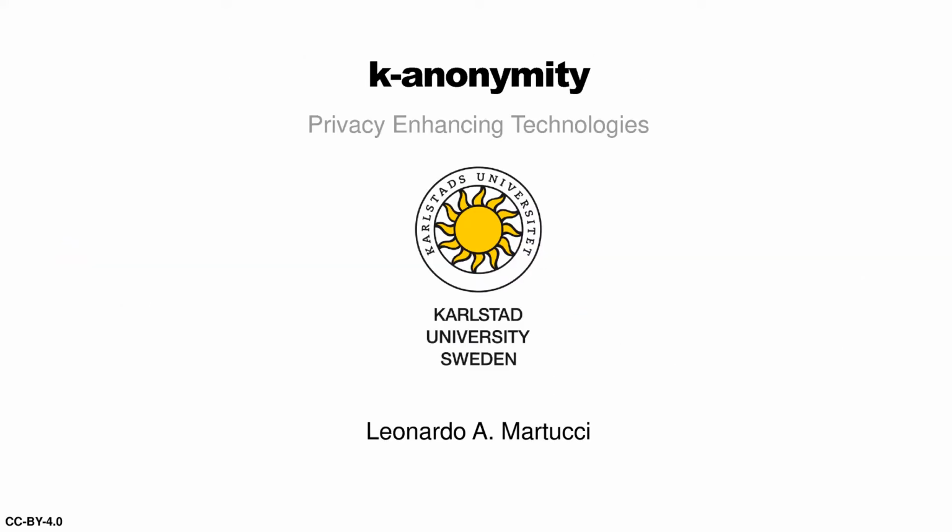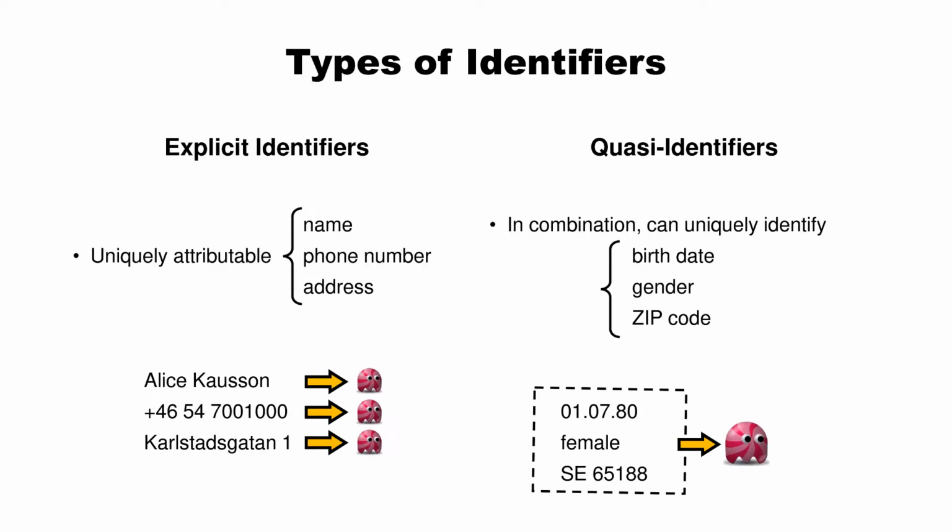K-Anonymity is a solution that tries to solve this problem of releasing large data sets containing personal data. A fundamental block of K-Anonymity are the types of identifiers that exist, or how they are classified. The paper that describes K-Anonymity defines two of them: explicit identifiers and quasi-identifiers. Explicit identifiers are identifiers that are uniquely attributable, such as your name, or your phone number, or even your address.